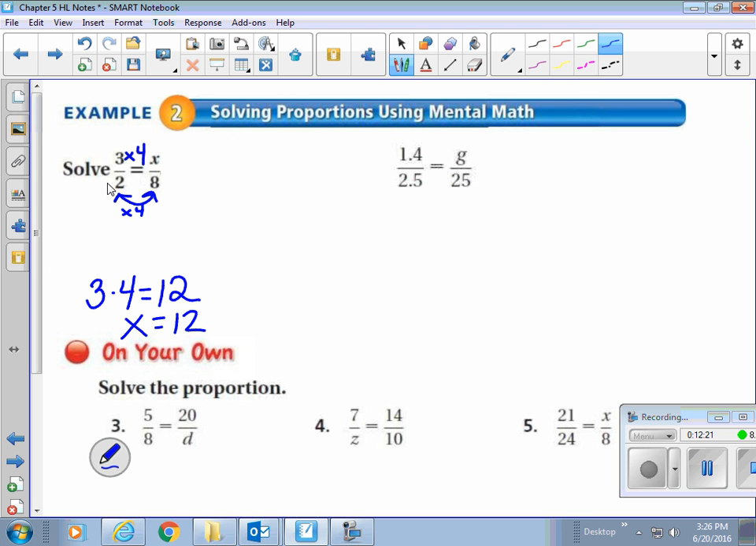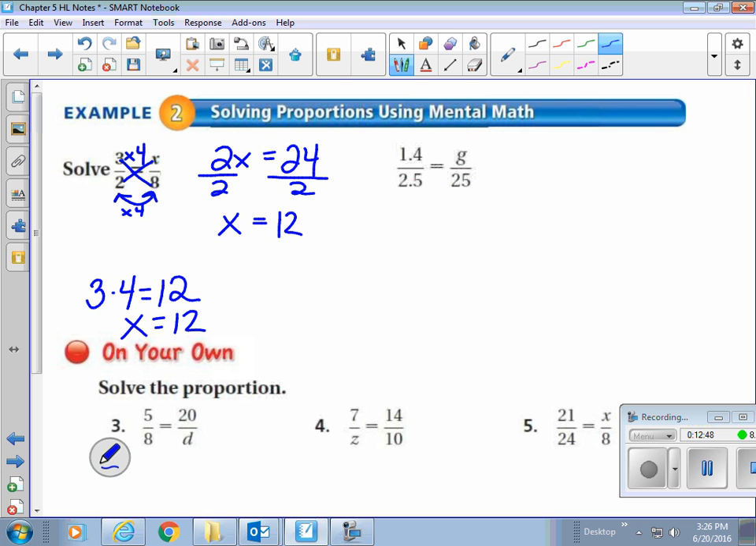Right, so you're looking for a special relationship that you can see mentally. If you can't do that mentally, again, you could always go back to your cross products. 2x equals 24. How do I get x alone? By dividing by 2 on both sides. Therefore, x equals 12. Right? But since I can see mentally that 2 times 4 is 8, I have to figure out what 3 times 4 is, and that would be 12.